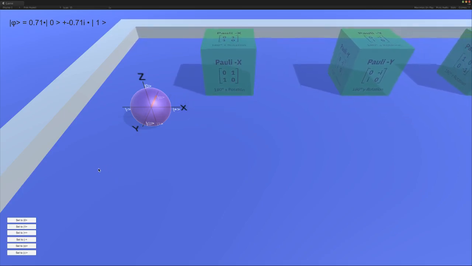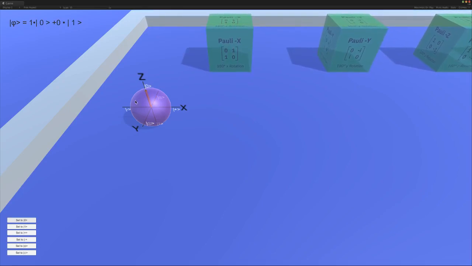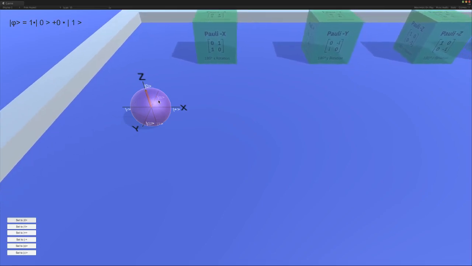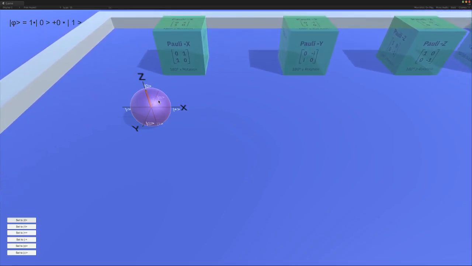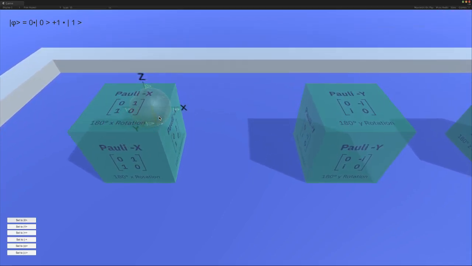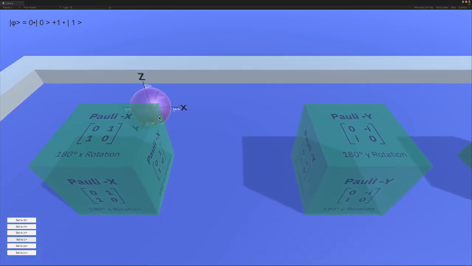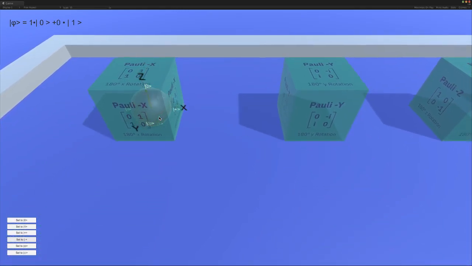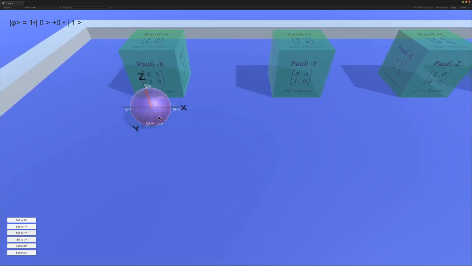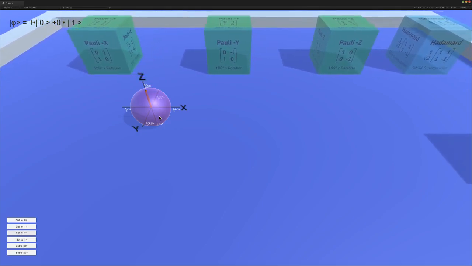The blocks act as gates, so here we have a Pauli X gate. I'll put us back into the zero state. The Pauli X gate is a 180 degree rotation on the X axis, so we should see a flip to the one state, which we do. And because quantum gates are reversible, if we come back through it, we should get a flip back to the zero state. We do.